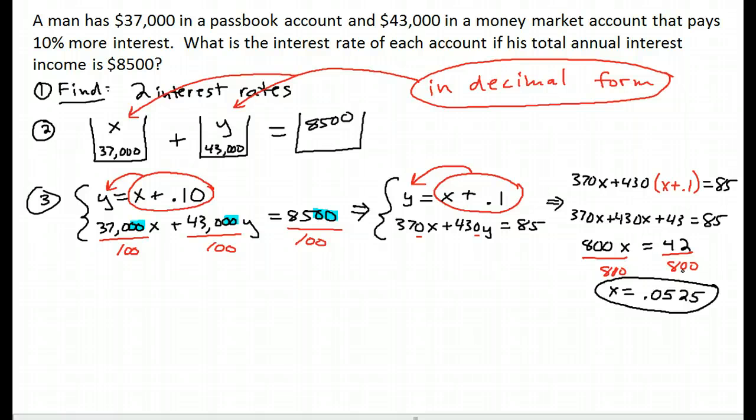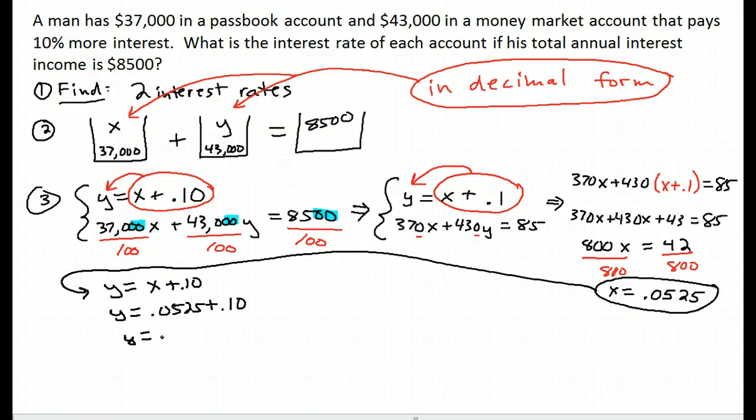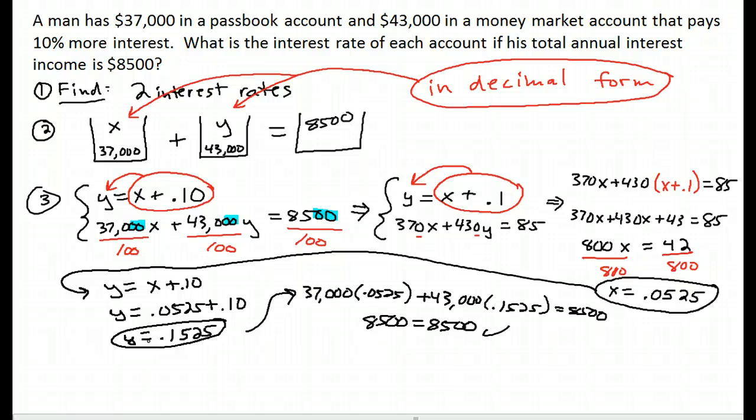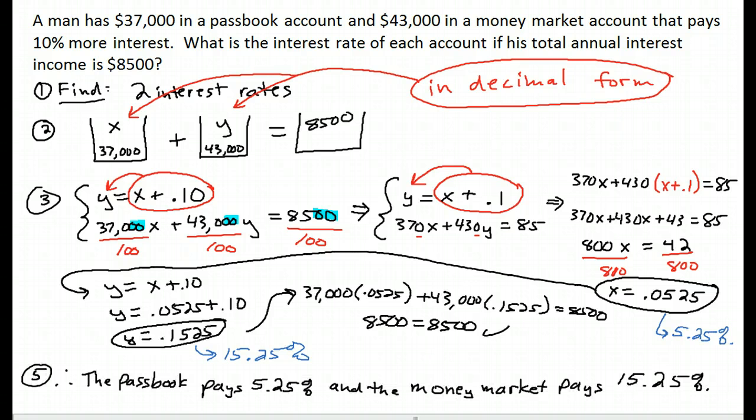Okay, when I solve that and do the substitution, I get x equals 0.0525. Y is 0.1525. Okay. Now, I better check those. One thing you do need to remember, this is in decimal form, so this really stands for 15.25%, and this one really stands for 5.25%. Okay, so now you can write your conclusion. Therefore, the passbook pays 5.25%, and the money market pays 15.25%.